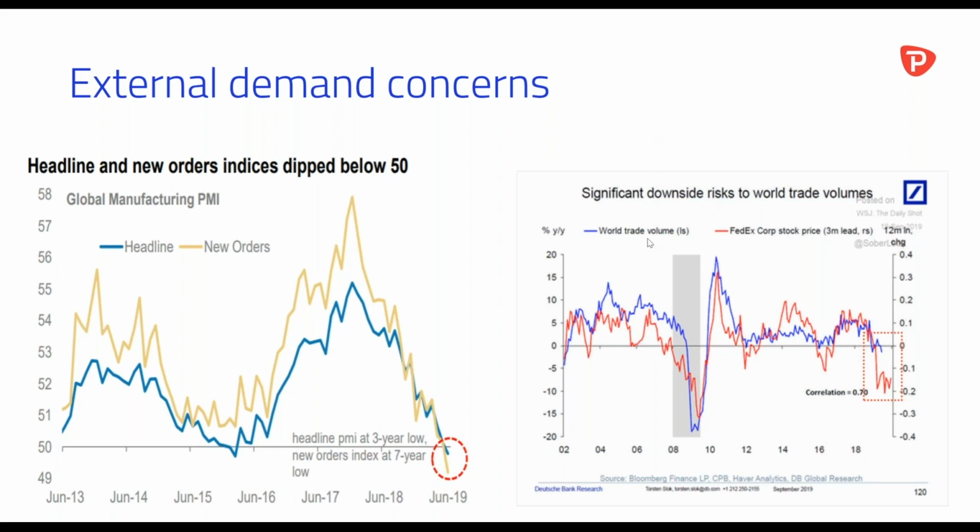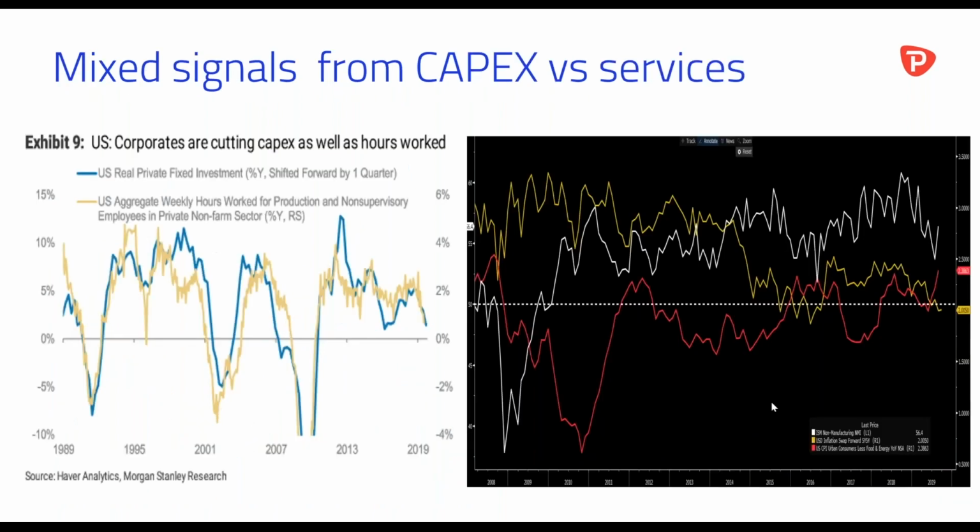But have a look at world trade volumes and have a look at FedEx as a leading indicator for world trade volumes. If world trade volumes are falling, that will have an impact on global growth. Have a look at CAPEX, corporations investing in themselves or planning to invest in themselves. You can see here the blue line on the left-hand side, they've been falling away. And again, that has implications on the level of hours that are being worked. Less hours being worked is obviously going to have an impact on economic output as well.